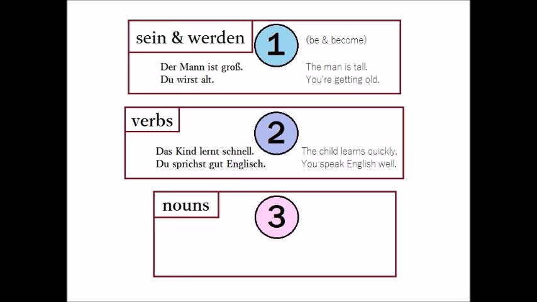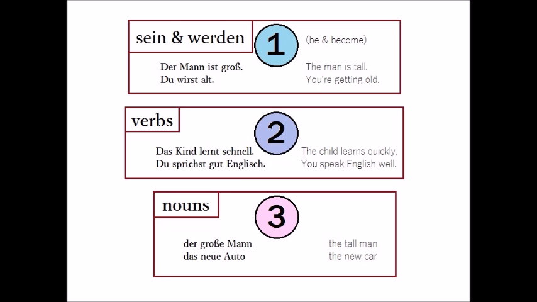3. With nouns. Again, like in English, you can put adjectives before the noun to express how the noun is. You put it between the article and the noun. For example, der große Mann, the tall man. Das neue Auto, the new car.